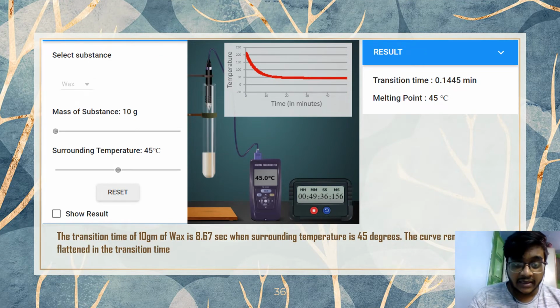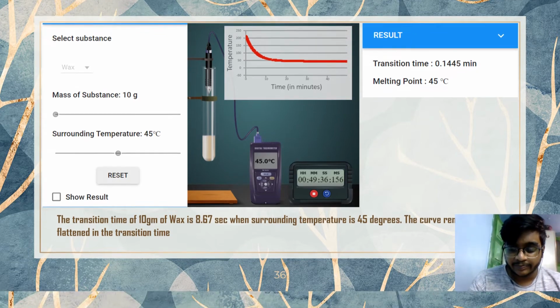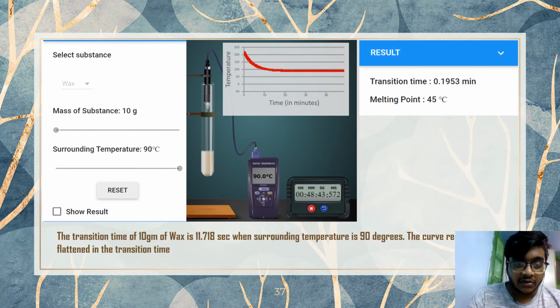Now I set the surrounding temperature as 45 degrees Celsius and the mass remains constant. This time the transition time I got is 8.67 seconds and the melting point I got is 45 degrees Celsius. This time I kept the surrounding temperature as 90 degrees Celsius and the mass as 10 grams. Now I got the transition time as 11.718 seconds. Here we can see the graph is flattened at nearly 100 degrees Celsius. The melting point I got is the same, 45 degrees Celsius.